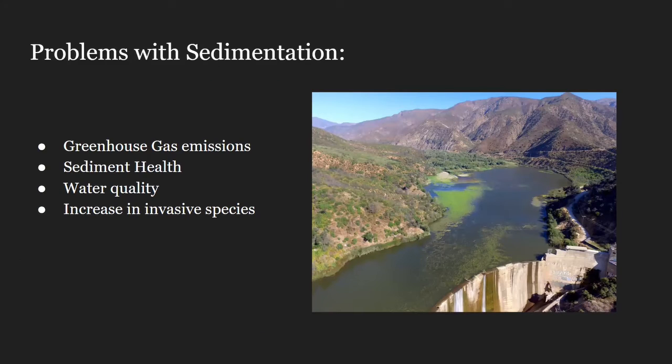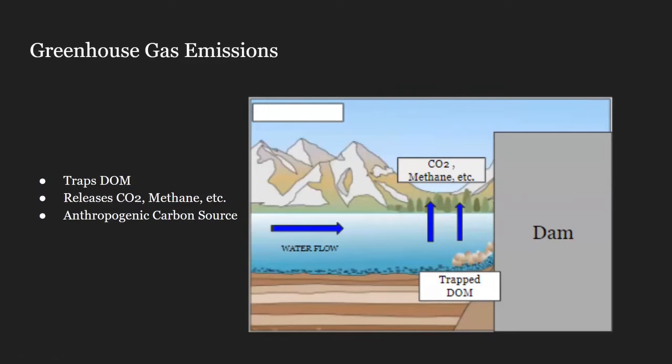Some common impacts of sedimentation are inflated greenhouse gas emissions, declined sediment health and water quality, and the increased invasion of invasive species. Sedimentation affects greenhouse gas emissions because the built-up sediments trap macrophytes, plankton, and dead organic matter that was on the bottom of the river and cause an increase in the rate of decomposition, which then emits greenhouse gases like CO2 and methane at higher rates than usual, causing the impoundment to be an anthropogenic carbon source rather than a carbon sink.